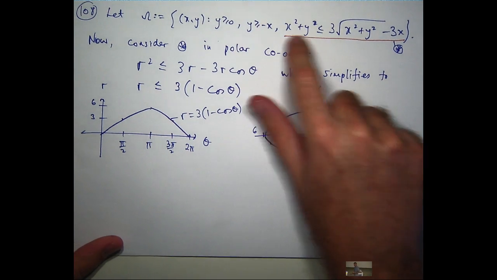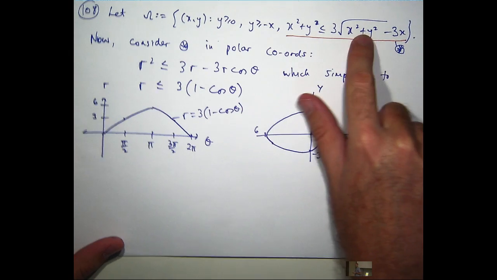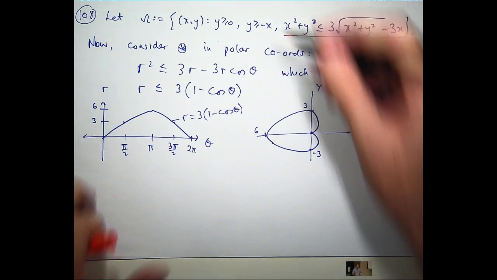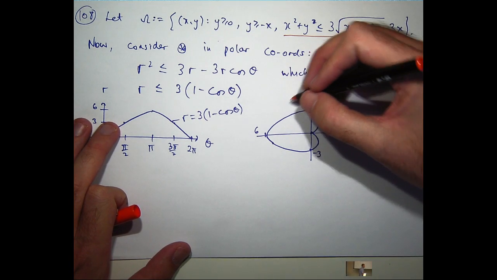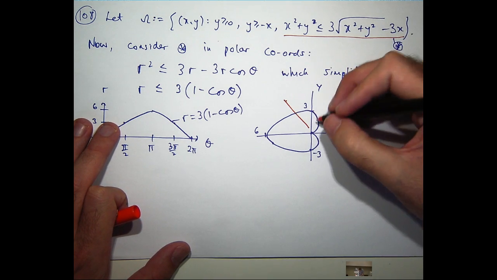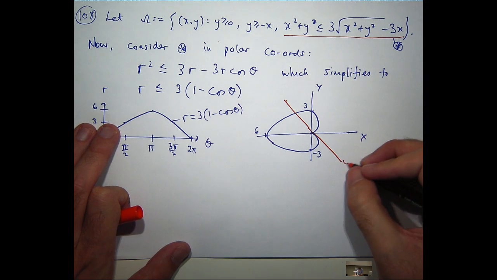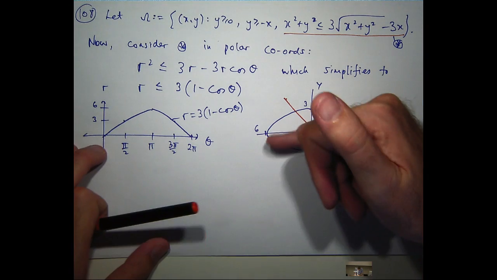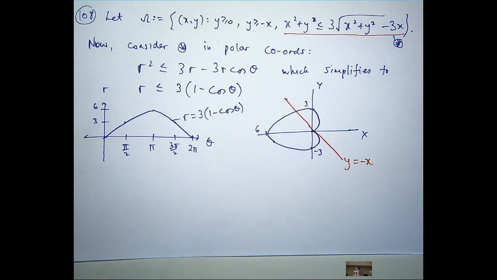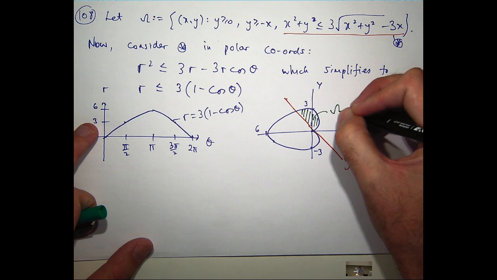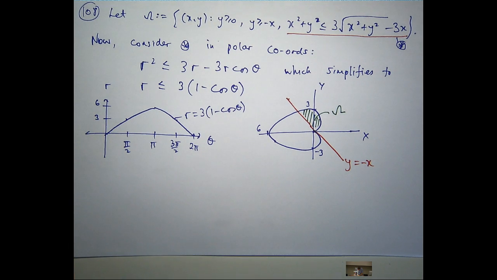Now this isn't the whole situation. This is only from this underlined inequality. We've still got to worry about y greater than or equal to 0 and y greater than or equal to minus x. Well, let's draw in the line y equals minus x. It'll be something like that. And I want y greater than or equal to 0, so it's just everything up here. So let's look at that. There's our omega.